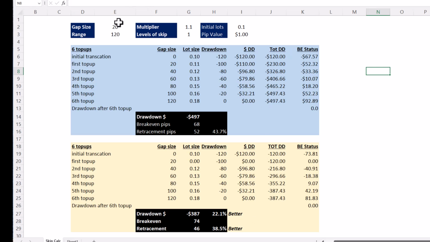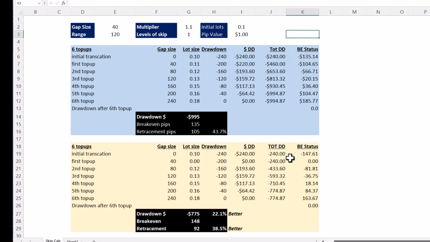You can play around with the gap size. I like playing around with the gap size, so you can make that 40, for instance, and you can see what results would happen here. The drawdown is not as good as before, but it's 20% better, and the retracement is almost 40% better. So you can start playing around now. A 40 gap reduces risk considerably. It also gives you a longer range of open trades and so on. So you can go and play around with all of these settings.